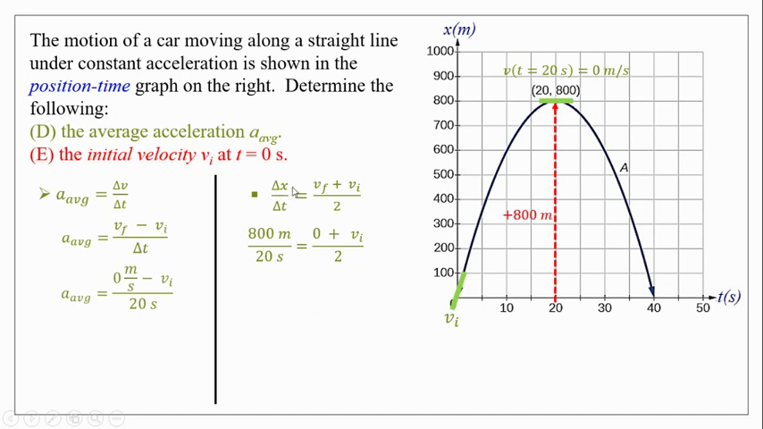Here, delta x I substitute for 800 because from 0 to 20 seconds, if you just take your pencil, you go from 0 seconds to 20, and you go all the way up to where it touches the graph. That is a vertical distance of 800 meters. Okay, going up and down is really going right and left. All right, and then over change in time is 20 seconds. Vf is 0. Vi, I don't know what that is.